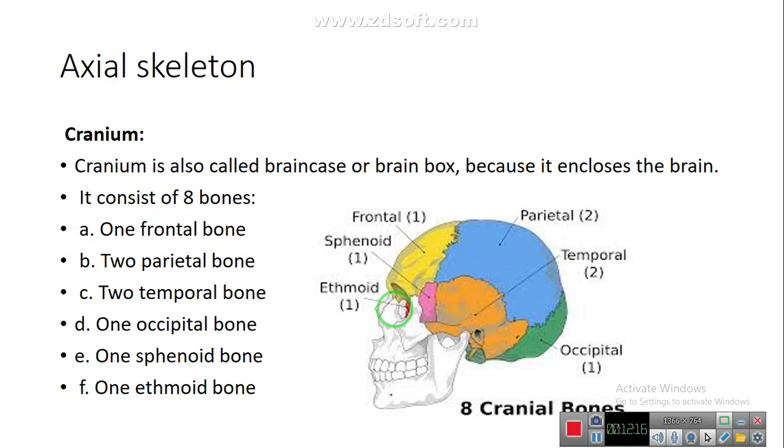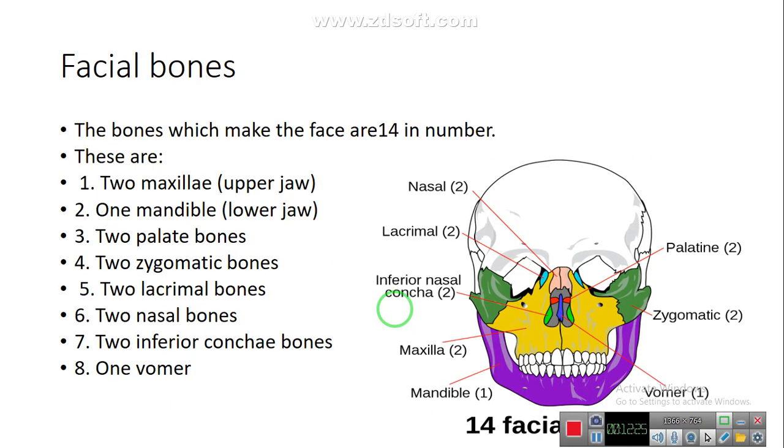So these are the 8 cranial bones which compose the whole cranium or the brain box, which encloses the brain. Now comes to the facial bones. There are 14 bones in the face, and that makes the whole face of an adult. And these 14 facial bones include the 2 maxilla or upper jaw.